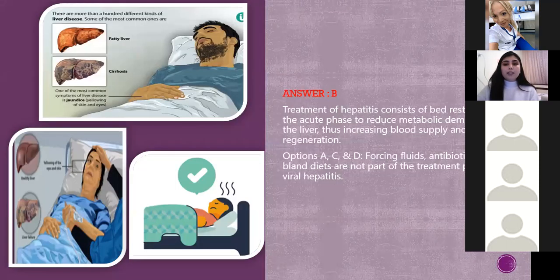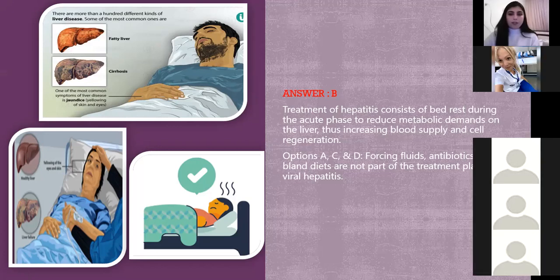Treatment of hepatitis consists of bed rest during the acute phase. This reduces metabolic demands on the liver, thus increasing blood supply and cell regeneration. Options A, C, and D, for fluids, antibiotics, and bland diets, are not part of the treatment plan for viral hepatitis.